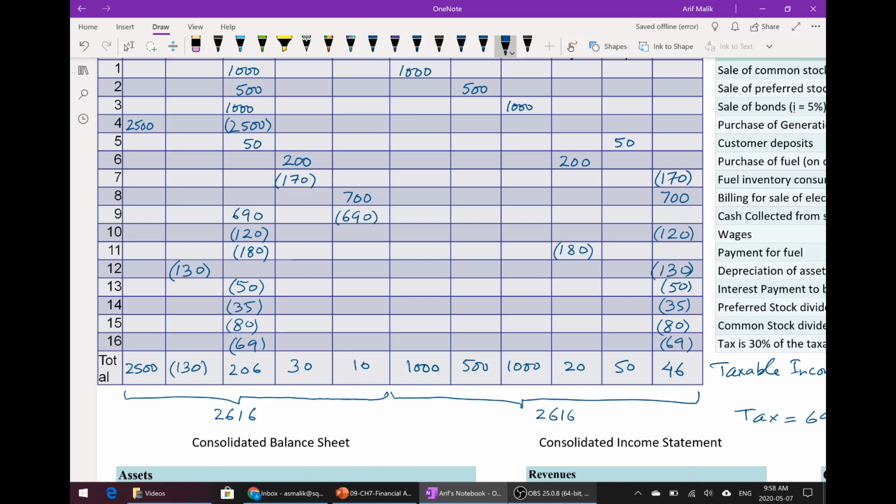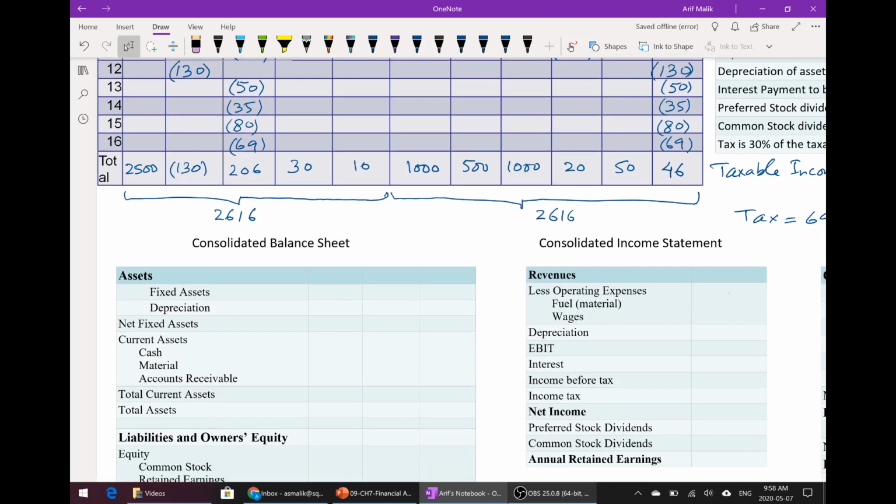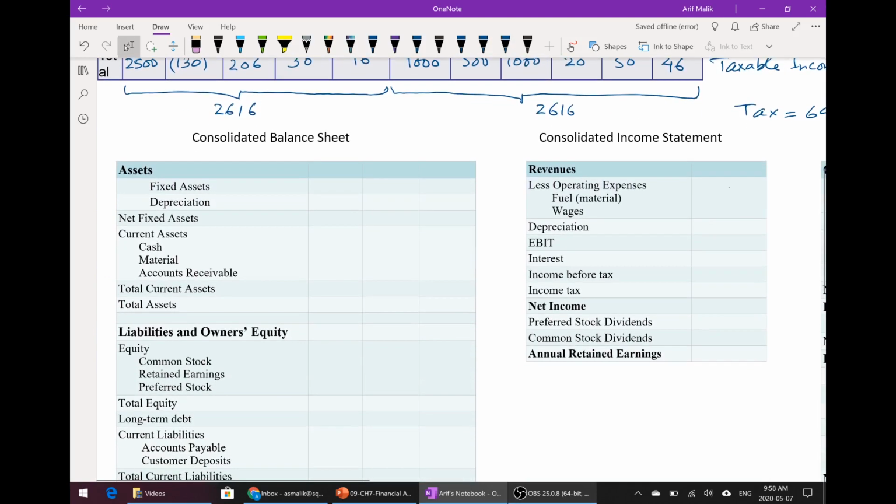Now this is worksheet. We have done the worksheet. Now we have to make a consolidated balance sheet. The consolidated balance sheet is down here. We can just fill up the things we have got here. We just have to fill these numbers here. So we got fixed assets, which is the transmission distribution systems. So generation, transmission, distribution system, we have 2500 here, and depreciation is 130.